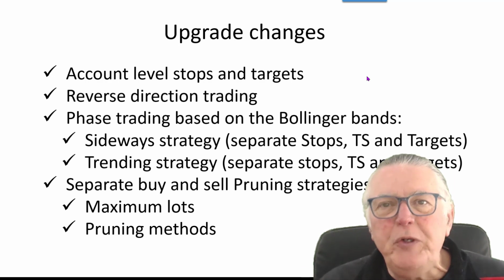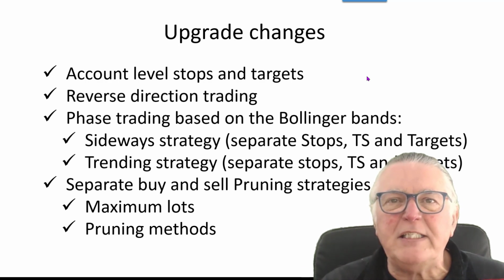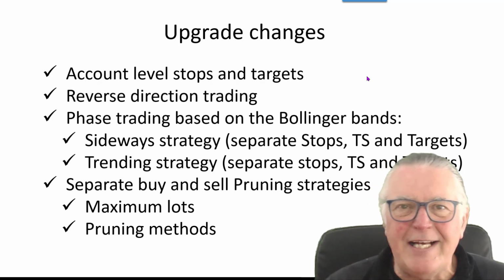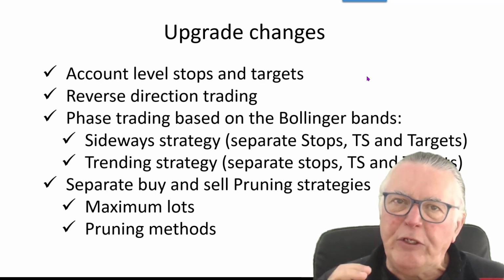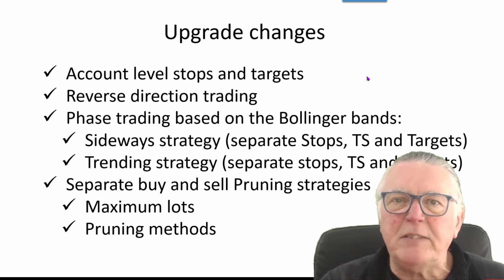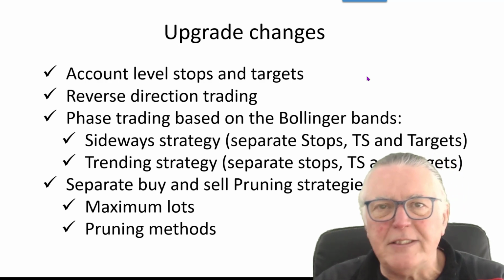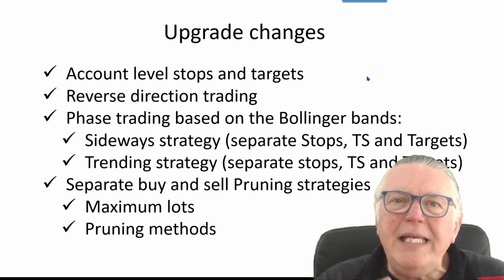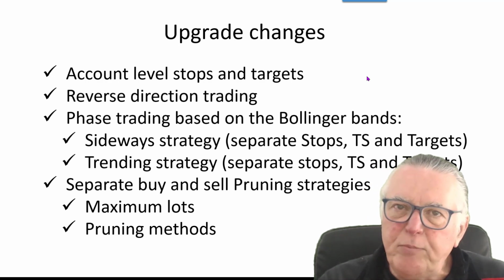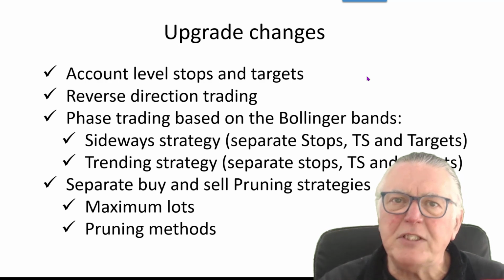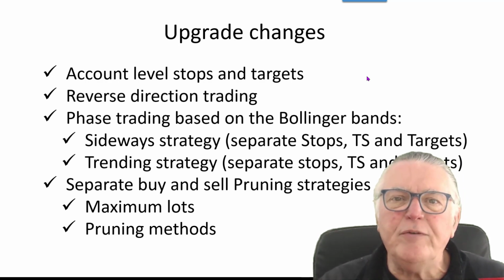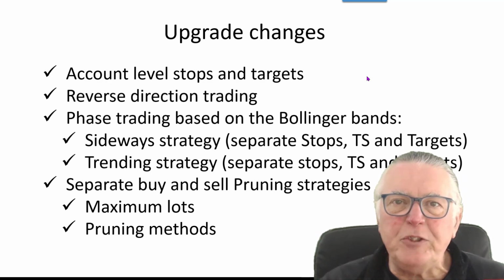And then the pruning section we've just refined by splitting the buy and sell options in the pruning side. You can now set different maximum open trades for buy transactions and sell transactions, and you can even tell which pruning method you want to use for buy transactions and sell transactions. That's just a minor refinement. The biggest refinement is the phase trading.